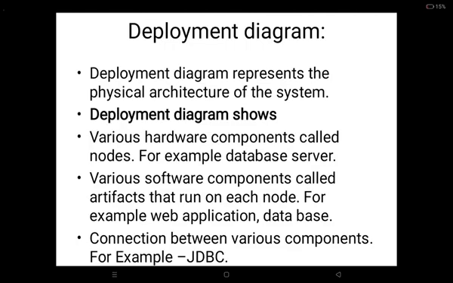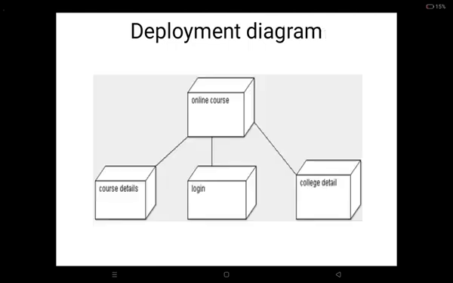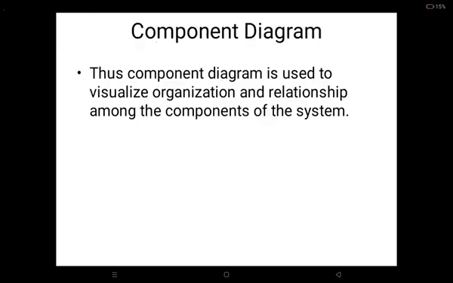Okay, what is the connection between the various components? The connection between the components is, for example, JDBC. So the deployment diagram completely shows the physical architecture of the system. What are the various hardware components? What are the various software components? What is the connection between the components? Okay, so this is an example of a deployment diagram.